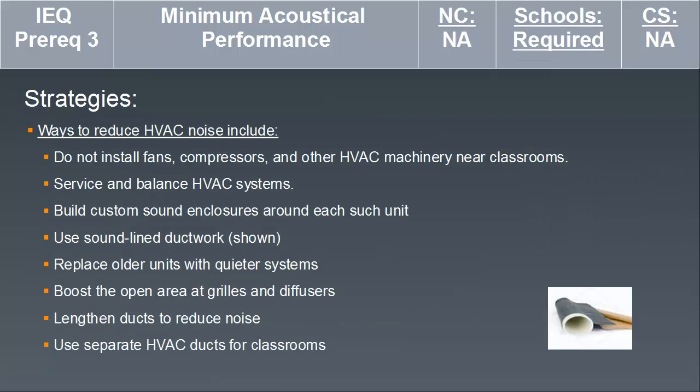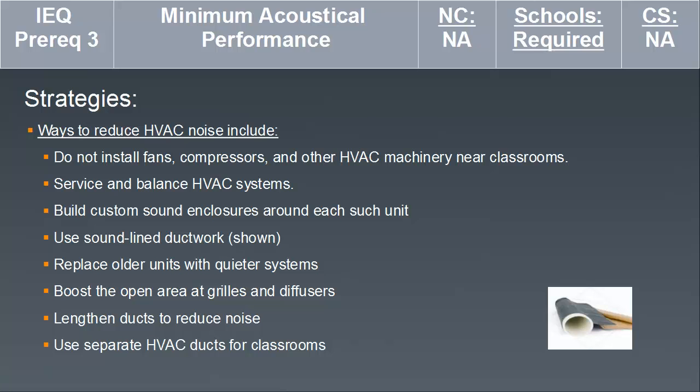Strategies for reducing HVAC noise include not installing fans, compressors, and other HVAC machinery near classrooms. So location pre-design is key. So coordinating with architectural designs and engineering requirements for HVAC is very important. Service and balance HVAC systems. Commissioning can help with this process. Build custom sound enclosures around each unit. Use sound line ductwork. Insulating ductwork can also help with energy performance, depending on what is actually insulating the ductwork. The example shown is more for acoustics.